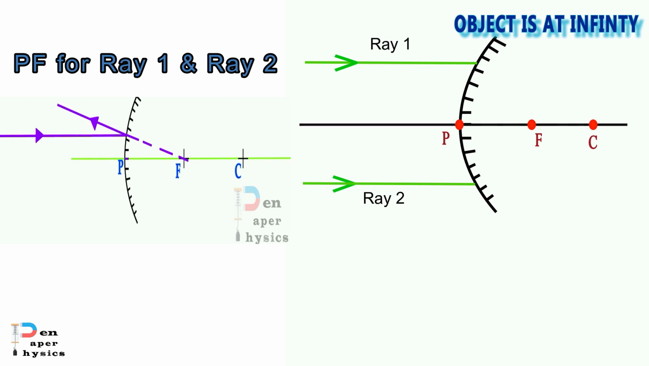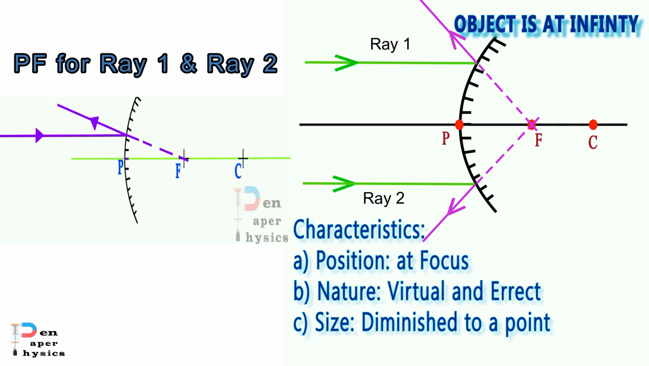Here, the reflected rays are actually diverging from the convex mirror, but when you extend them backwards, you will see that they are meeting at a point S. It appears that light ray is diverging from point F. So what are the characteristics of the image we are getting over here? Position of the image is at focus. Nature, virtual and erect, since the light rays are not actually meeting at a point. And the size of the image is diminished to a point.